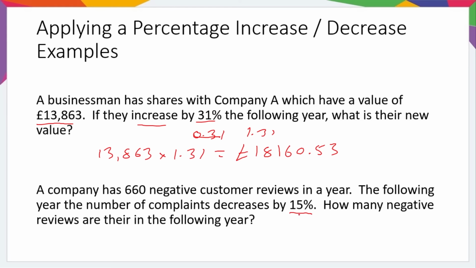In the next example, the number of complaints has decreased by 15%. Therefore, the number of complaints is 85% of what it was before. Our multiplier for 85% is 0.85 multiplied by 660, and 660 times 0.85 is 561.